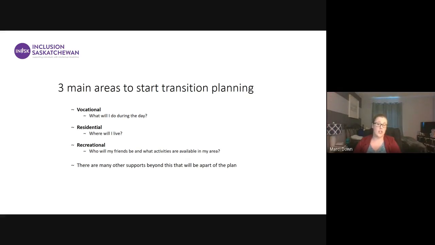Residential: where do you want to live? And recreational: who are your friends going to be and what type of activities do you want to get involved with? This is important because of that social aspect of all of our lives. We need that. I'm sure we've all seen that with COVID being present in our lives and not being able to go out and socialize. So that's an important piece. All of these pieces we'll describe in a bit more detail a little bit lower down, and explain what it could look like for students.